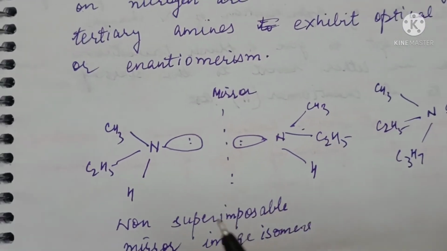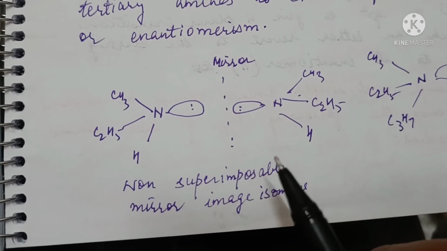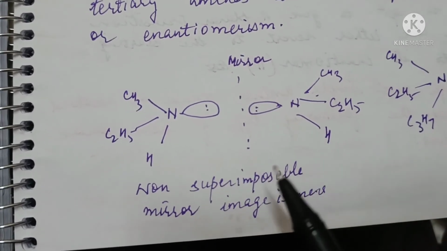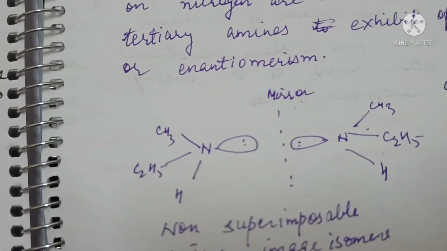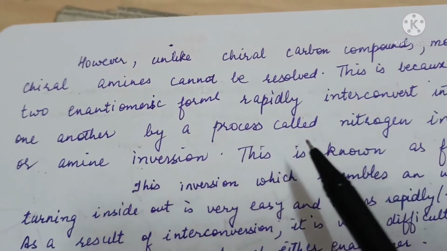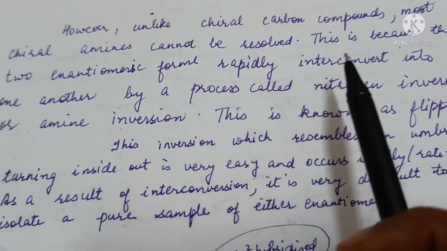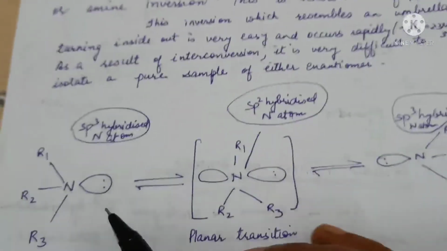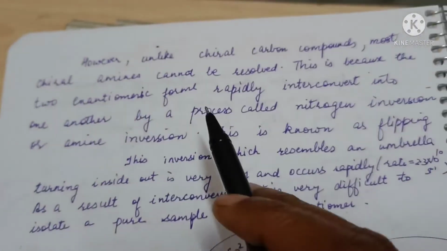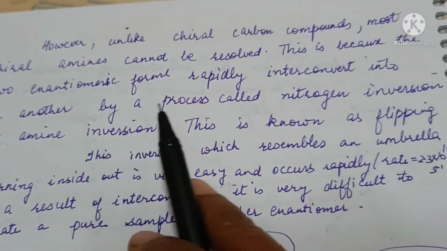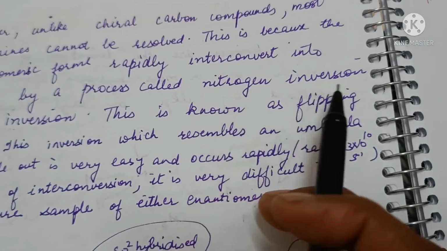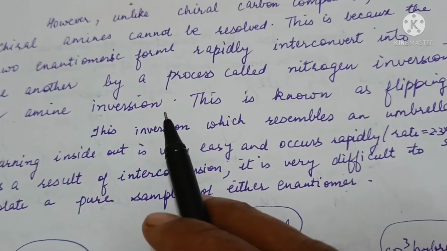But these isomers cannot be resolved or separated from each other because they instantly and rapidly flip into one another. So they cannot be isolated. So unlike chiral carbon compounds, chiral amines cannot be resolved. This is because the 2 enantiomeric forms rapidly interconvert into one another by a process called nitrogen inversion or amine inversion.